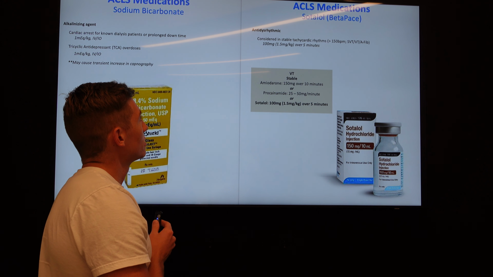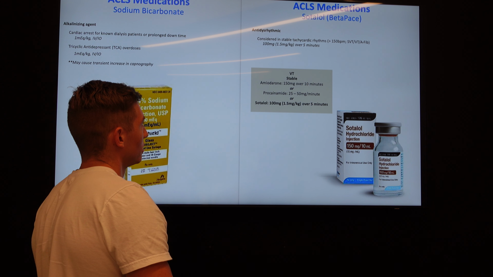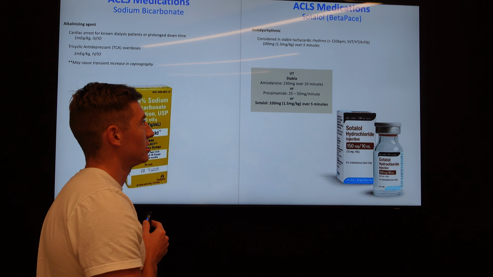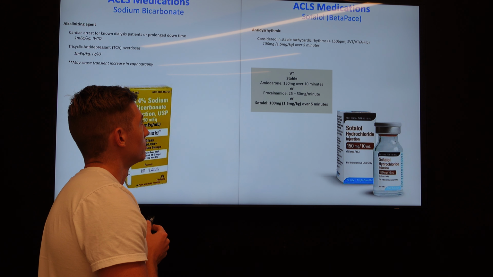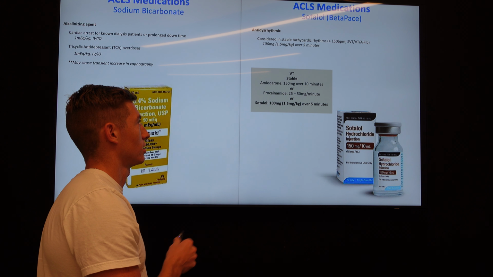Sotalol, 100 milligrams, good for stable tachycardic rhythms over 150 beats per minute, SVT, VT, AFib. So 150 milligrams, and then procainamide or Sotalol.